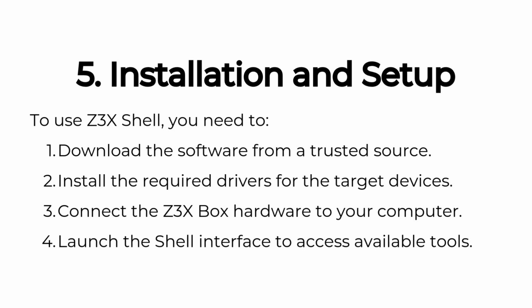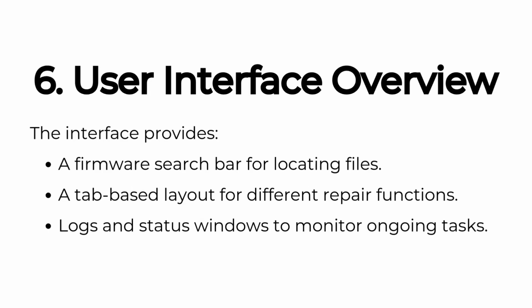5. Installation and setup. To use Z3X Shell, you need to download the software from a trusted source. Install the required drivers for the target devices. Connect the Z3X box hardware to your computer. Launch the Shell interface to access available tools. 6. User interface overview. The interface provides a firmware search bar for locating files, a tab-based layout for different repair functions, and logs and status windows to monitor ongoing tasks.